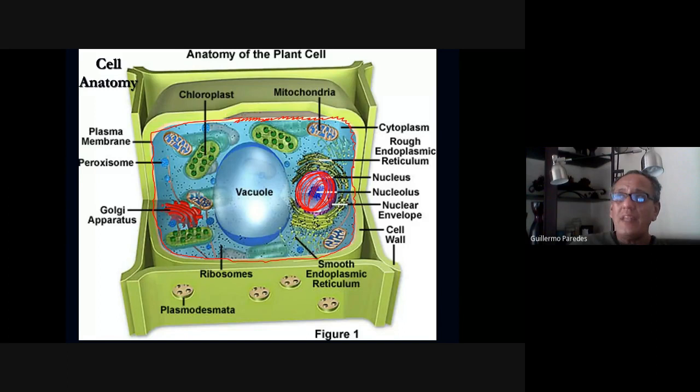But now, what is the difference? The difference is that the plant cell is covered by an extra layer, this very thick layer. Can you see this?